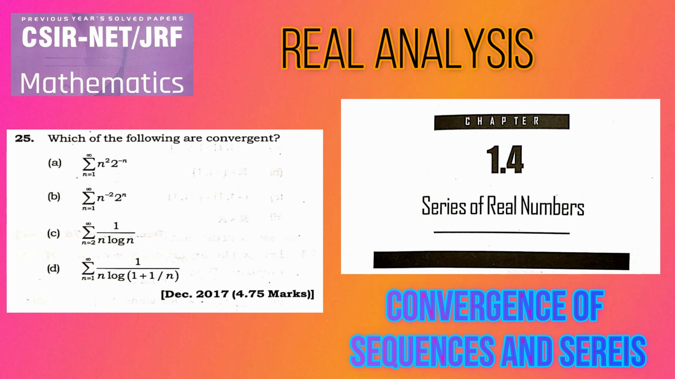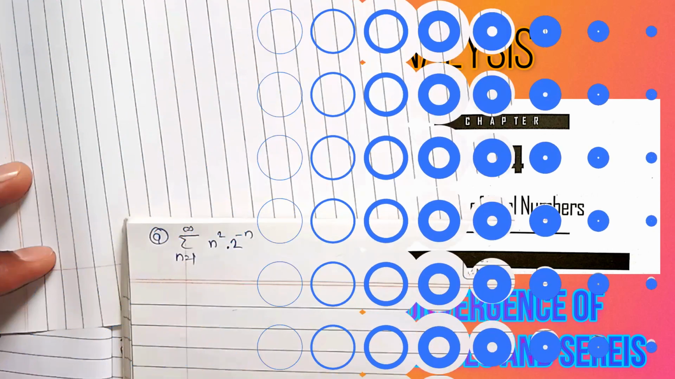Because this question is from paper three, 4.75 marks, it means two or more than two options are correct. So we have to check each and every option very carefully. Now let's get started with the solution. We'll go through a detailed understanding of each and every option.